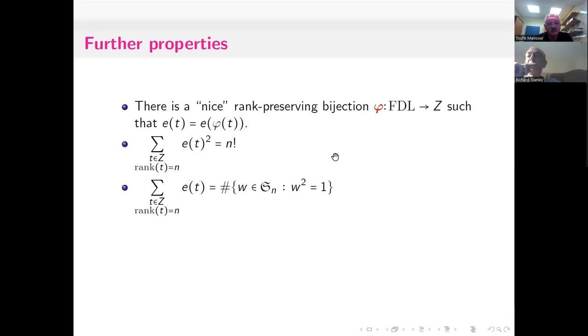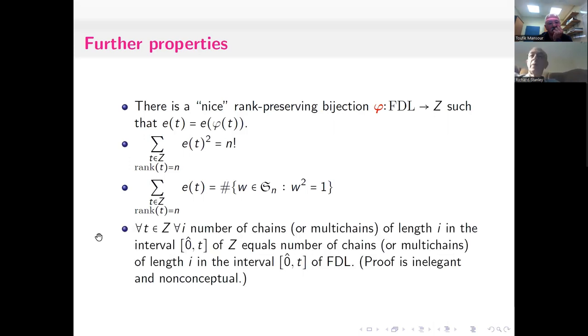And in fact, Ed Bender, a long time ago, came up with a Schensted-like proof of these theorems for FDL. The theory of differential posets will give you a Schensted-like proof of these results for Z, the Fibonacci differential lattice. Now, what's even more amazing is not only does this map phi preserve the number of maximal chains or saturated chains in the interval from 0 to T, it preserves the number of chains of any length.